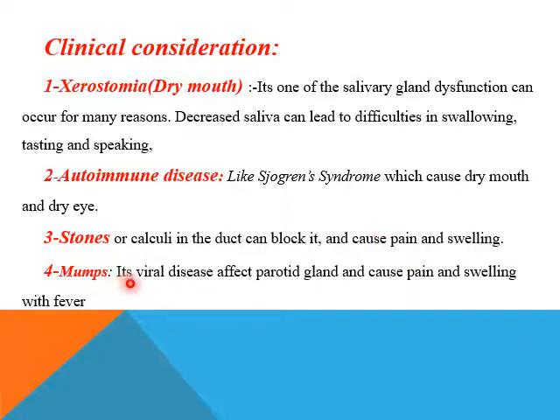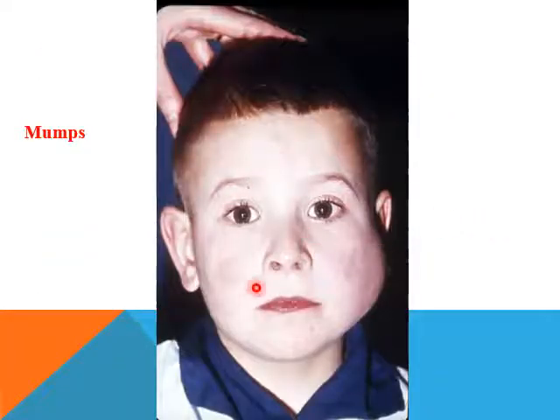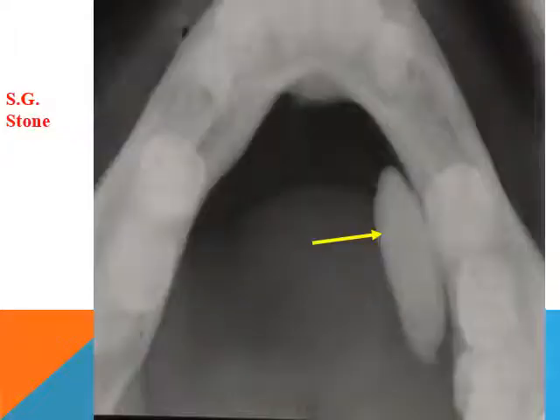Fourth, mumps, which is a viral disease that affects the parotid gland and causes pain and swelling with fever. This child has an enlarged parotid gland with a viral infection, called mumps. And this is an X-ray or radiographic picture of the lower jaw, and this is the floor of the oral cavity, and this is the calculus or stone inside the duct of the submandibular gland.